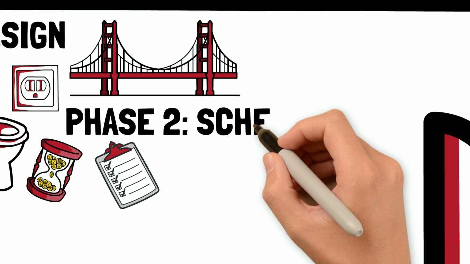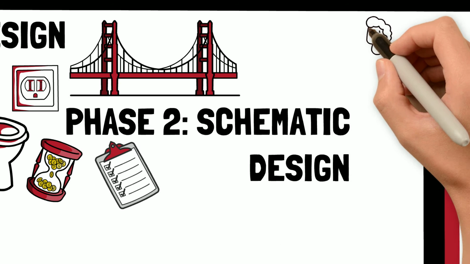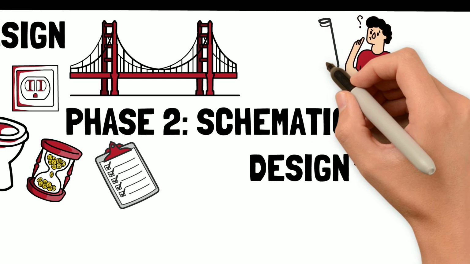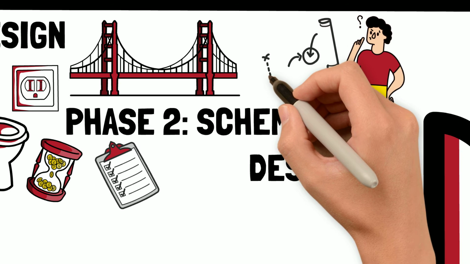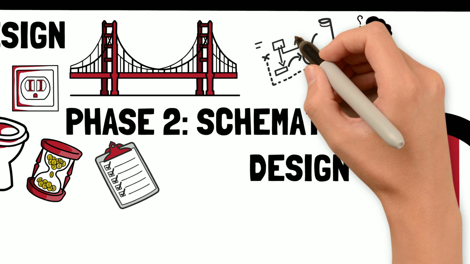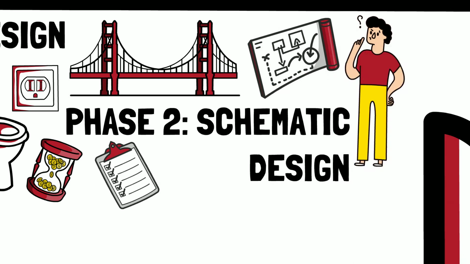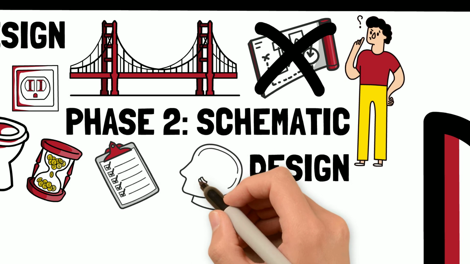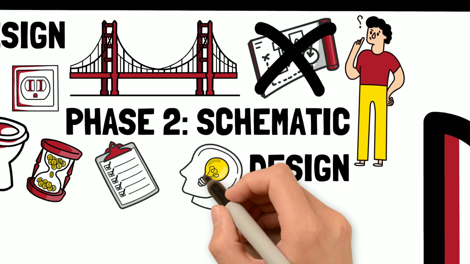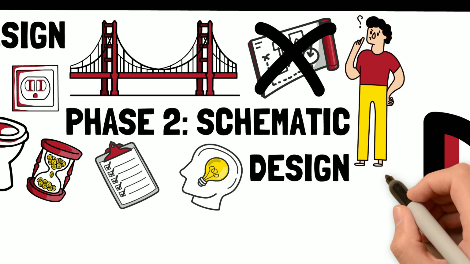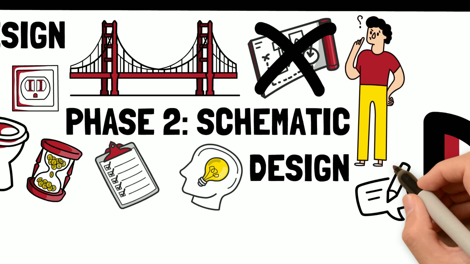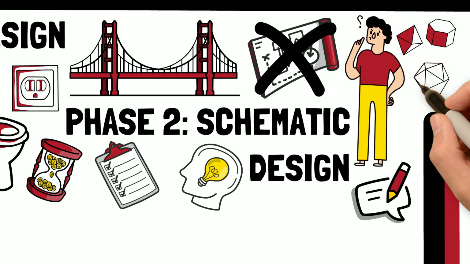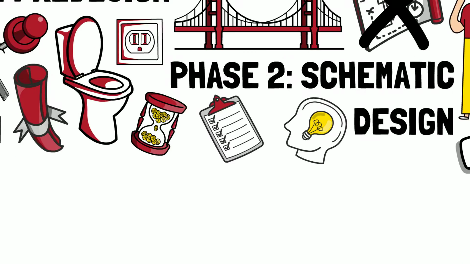Phase 2, schematic design. In the schematic design phase, the architect that you're working with will generate a couple of different design options for you to consider, using all of the information gathered in the previous phase. These are not final ideas or fixed plans. Instead, they're meant to be conceptually evocative and to incite new ideas and feedback from you. This phase concludes when you select a scheme to further develop.